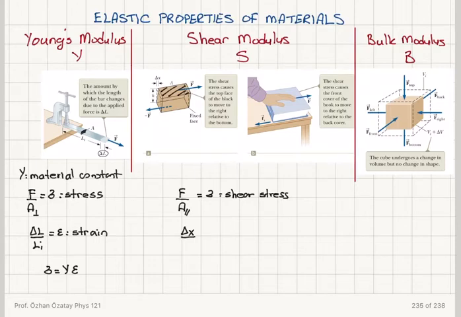So the ratio delta x divided by the distance between the two planes, delta x over h, is epsilon, the shear strain. And we find that the shear stress is equal to shear strain times the shear modulus. Okay. And shear modulus is also a material constant.